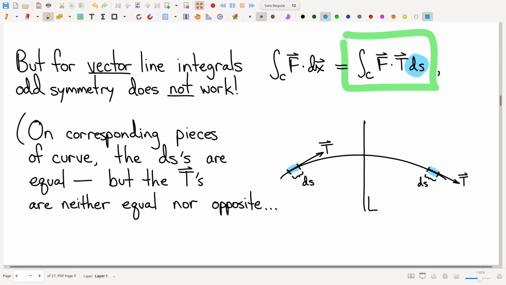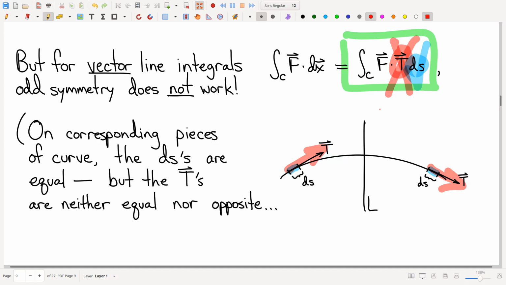Here you'll notice I have a curve that's symmetric over a line of reflection. So we have that the ds, as it's supposed to be, is the same on both sides. But now look at these T vectors, and the T vectors just aren't. This T vector is that way. This T vector is that way. They're not the same. So the fact that your vector field is odd, keep in mind, odd symmetry would mean the vector field is odd, the fact that this behaves nicely, so what? This part doesn't. So it just doesn't work.